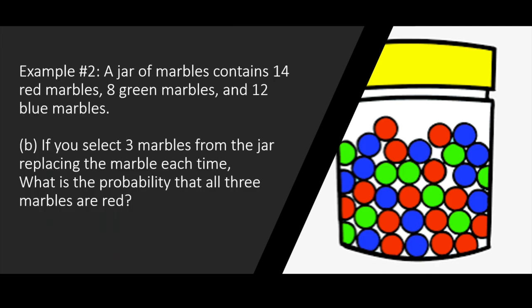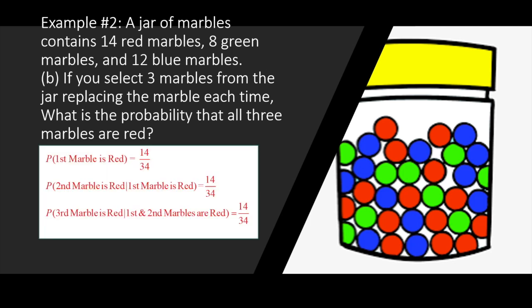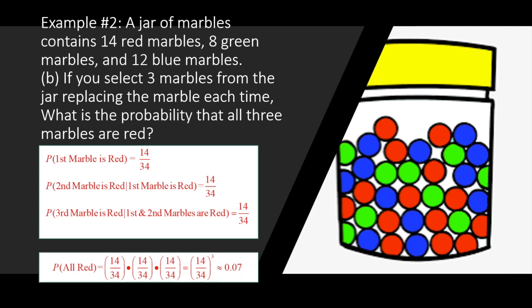Now consider the difference when we look at part B. So on part B now it's saying if we select 3 red marbles from the jar, but we're replacing the marble after each draw. So we still want to get the probability that all 3 are red, but in this case, this is a with replacement problem. So when we do this, the probability of each draw does not change because we're putting the red marble back in the jar each time. So in this case, the probability each time is 14 out of 34. And then when we multiply those together, we would get 0.07.